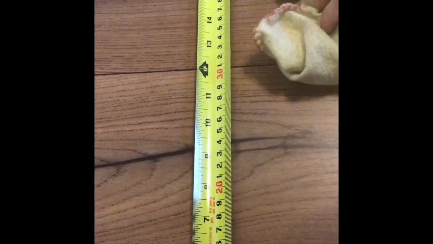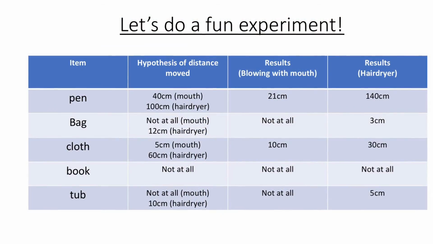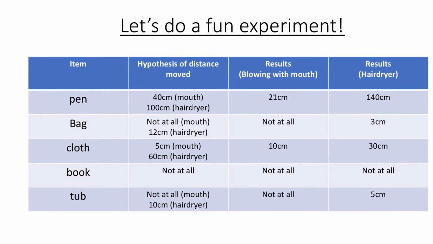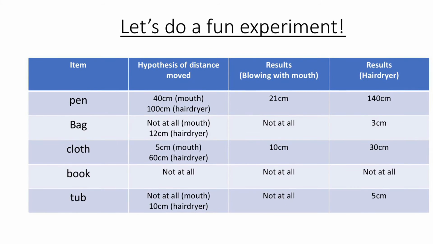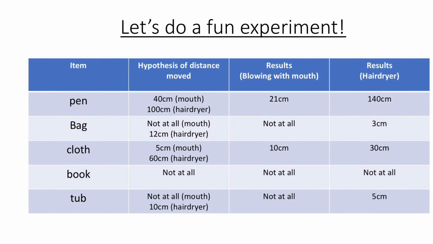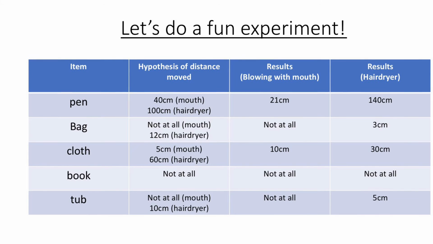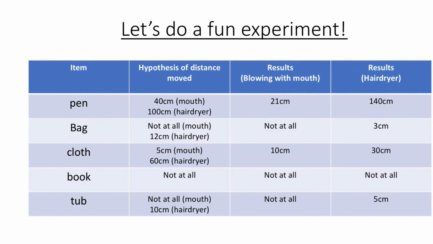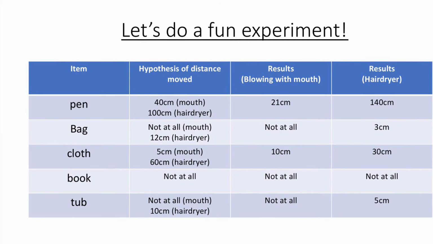Okay, it actually did not go as far as I thought it would. It got to about just over 30 centimetres. So once you've finished the experiment, you can then write your results for the distance that the items moved when you were blowing with your mouth and the distance the items moved when you were using the hairdryer, if you're using one. And you can compare your hypotheses with the results. So you can see, for example, I really underestimated how strong a hairdryer was with a pen, and I also overestimated how much I could blow it.